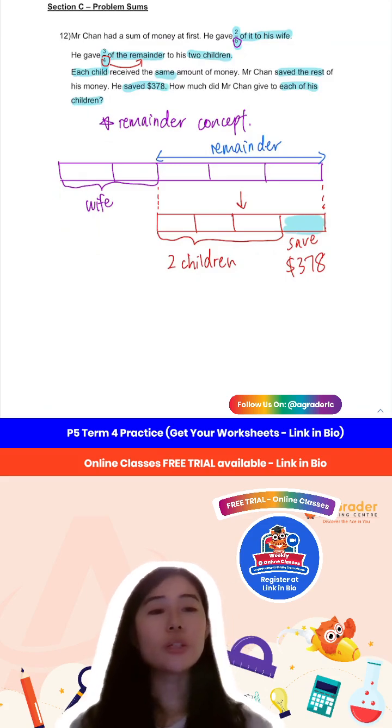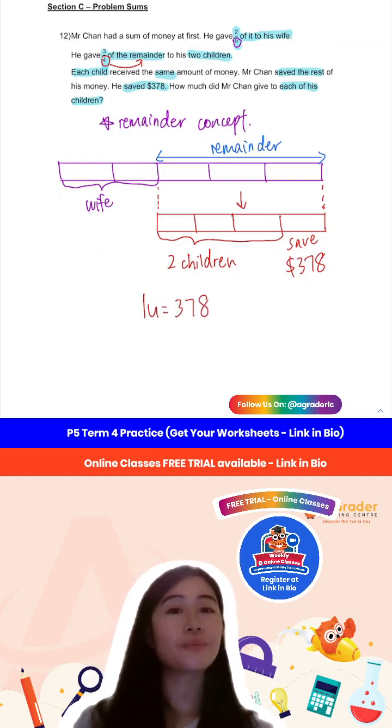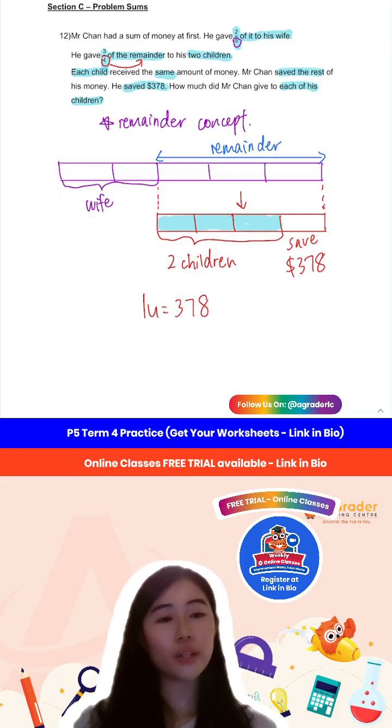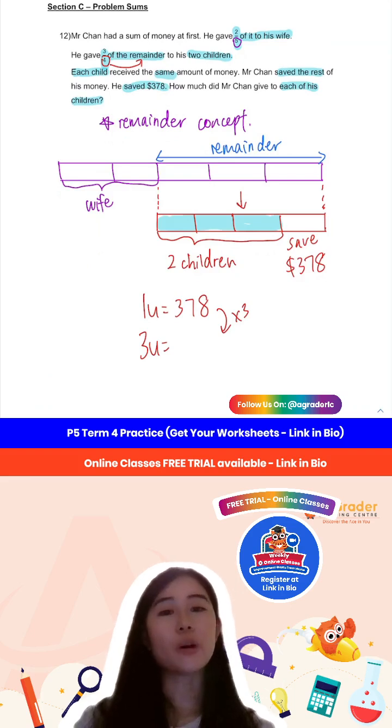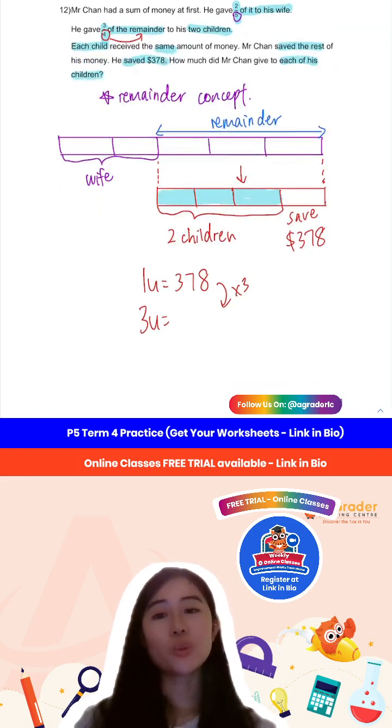So from the model, you can see that 1 unit equals $378. And for his 2 children, he gave them 3 units. So you can find 3 units, you just need to times 3, right? This is a problem sum, you can use a calculator. This will give you 1134 for the 3 units.